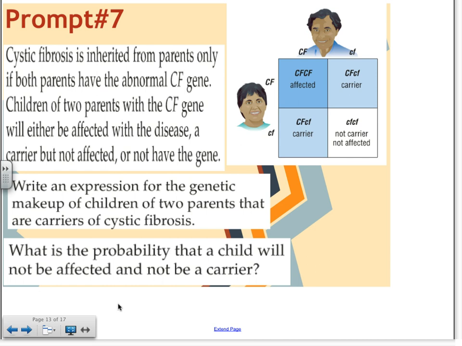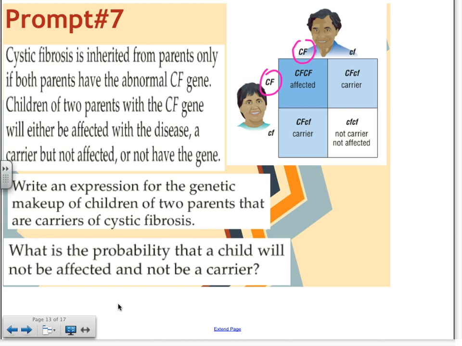Here's the first question that's being asked. Write an expression for the genetic makeup of children of two parents that are carriers of cystic fibrosis. Now, if you look at the box and examine it carefully, first of all, you see that big CF are the abnormal genes. The small CF means the normal gene. When you crossbreed, two big CF will definitely tell you that you are affected. And then you also have the chance of being a carrier, but not being infected yourself.